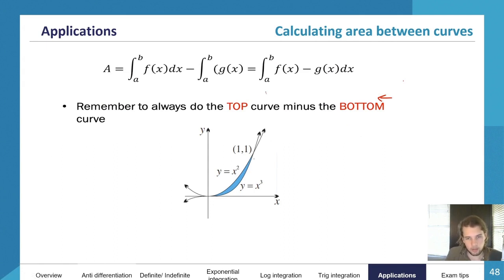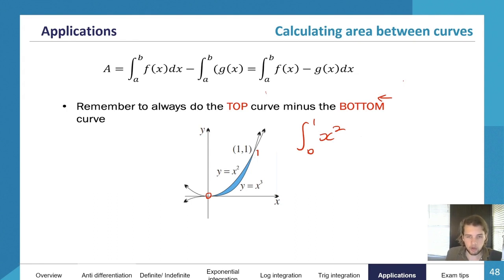So first we're going to assume that they intercept at 0, sorry, not 1. But they also intercept at 1. So we're just going to use the area between 0 and 1 here. And x squared seems to be the line on top. So we're going to do x squared to get this top area.